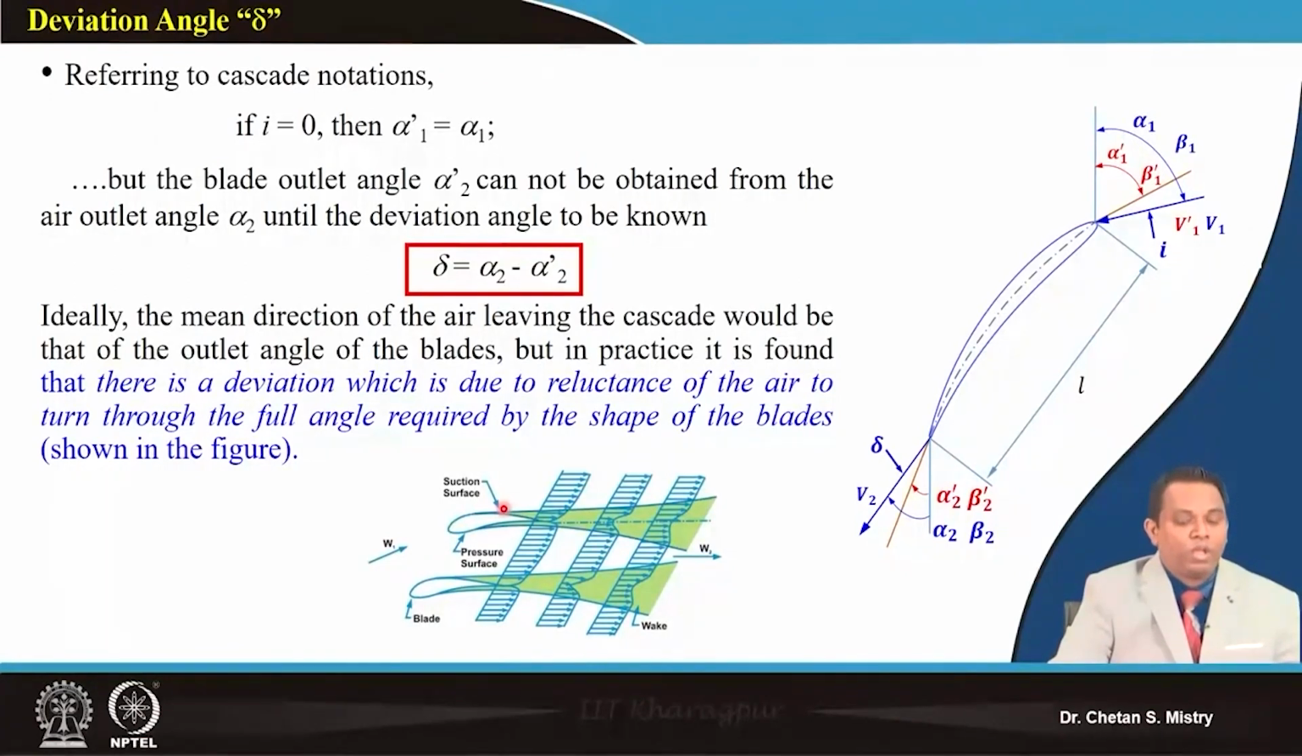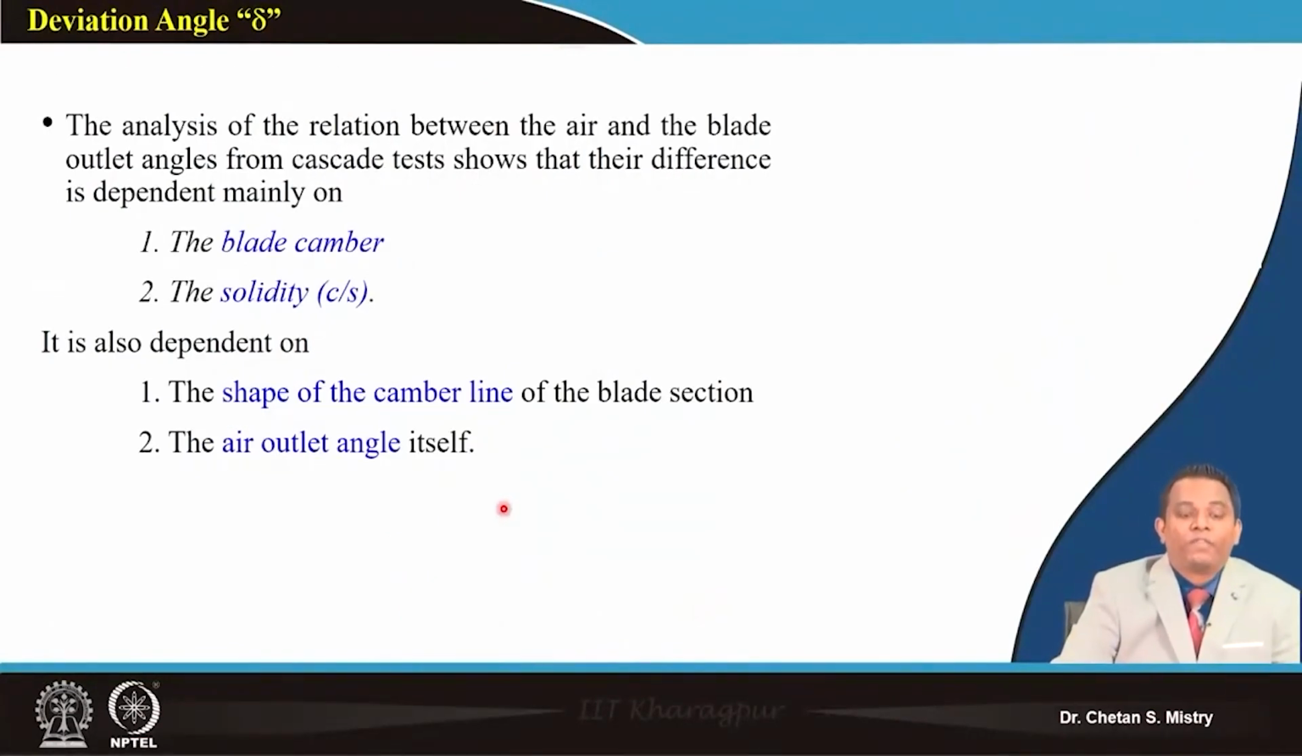Now, in order to understand this deviation angle, it mainly depends on different parameters. The parameters are blade camber, and we will see how that changes. Second is my solidity, which we can say is my chord to pitch ratio. It also depends on the shape of my camber line, which is also very important. And what will be my outlet flow angle.